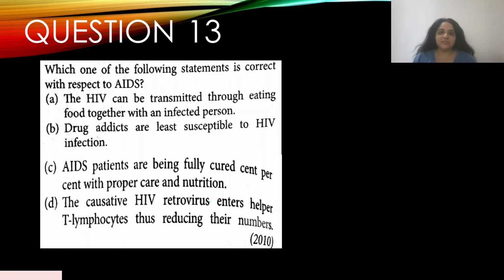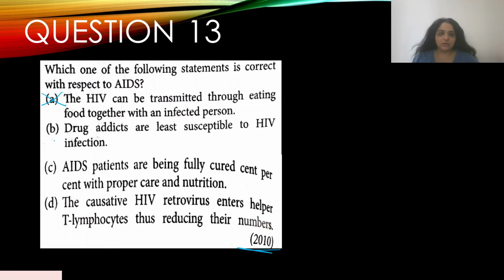Let's move on then. Question number 13. Which one of the following statements is correct with respect to AIDS? This appeared in the year 2010. A. The HIV can be transmitted through eating food together with an infected person. No, that's incorrect. With sharing food, you won't get HIV. B. Drug addicts are least susceptible to HIV infection, which is incorrect. In fact, drug addicts usually tend to share needles to take drugs into their system, and if the needle is infected, you got it from an infected person, then you will also get AIDS.